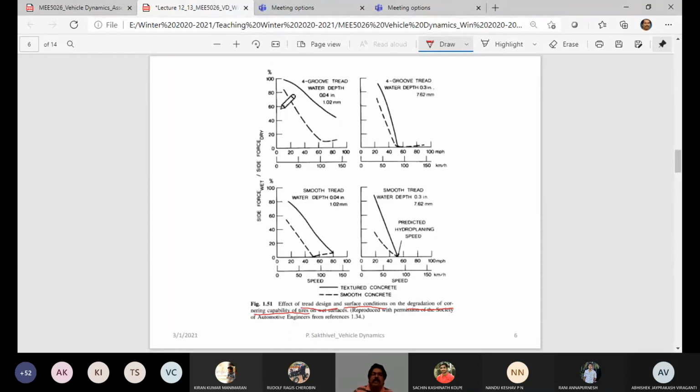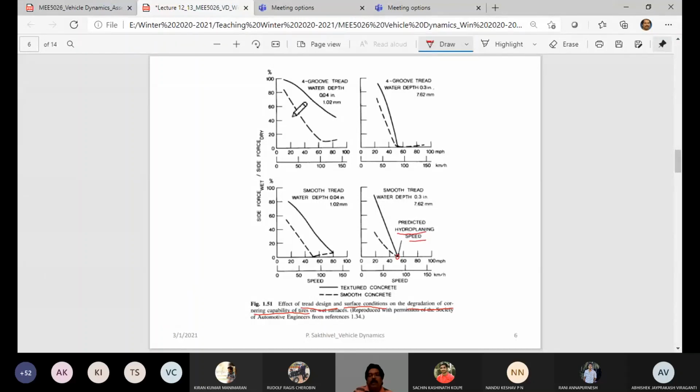If this ratio is 100%, what does it mean? Whether it is a wet surface or a dry surface, I would have the same value of lateral force. That's the meaning of this ratio being 100%. If this ratio is 0%, what does it mean? What is possible on a dry surface is not possible on a wet surface. That's the meaning. And in this graph, we are able to look at, for example, this point, the speed corresponding to hydroplaning speed.